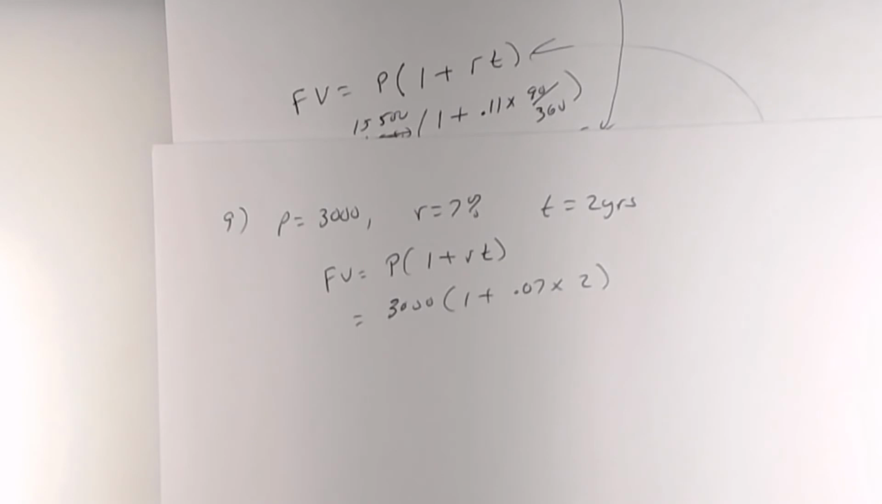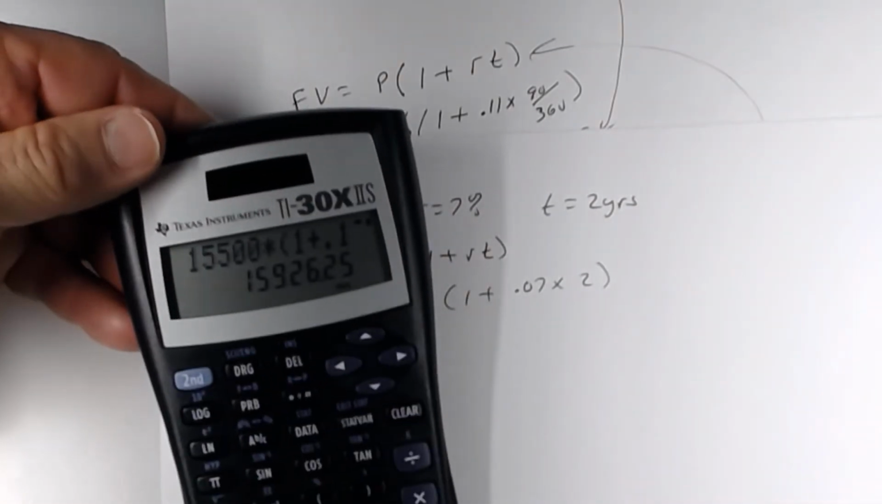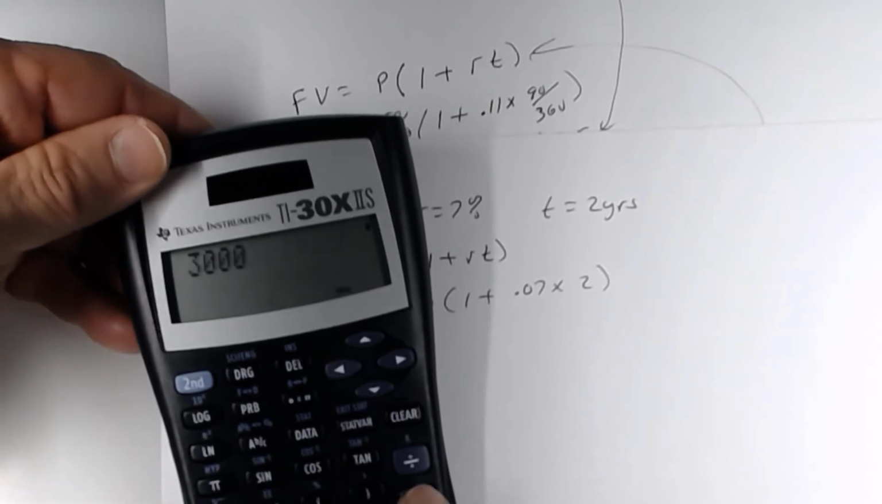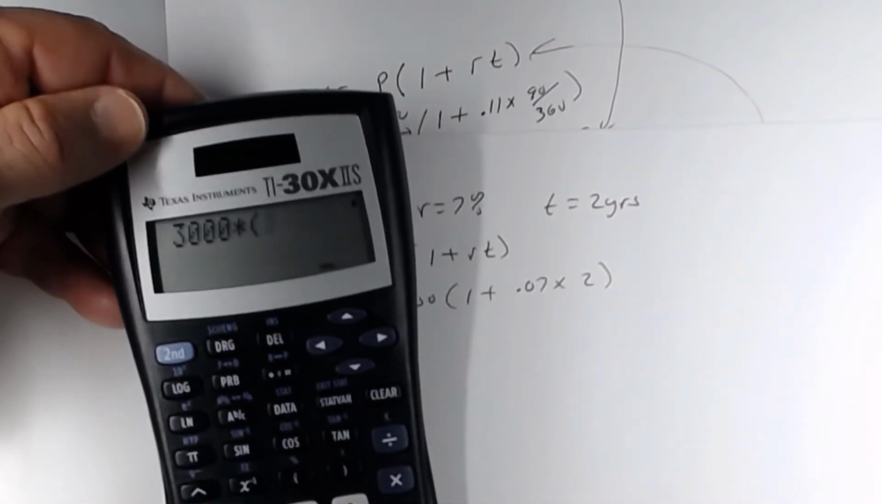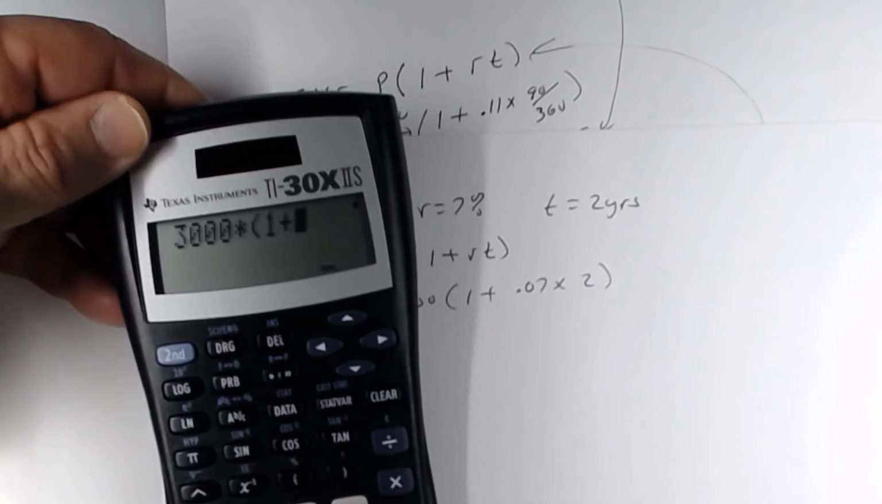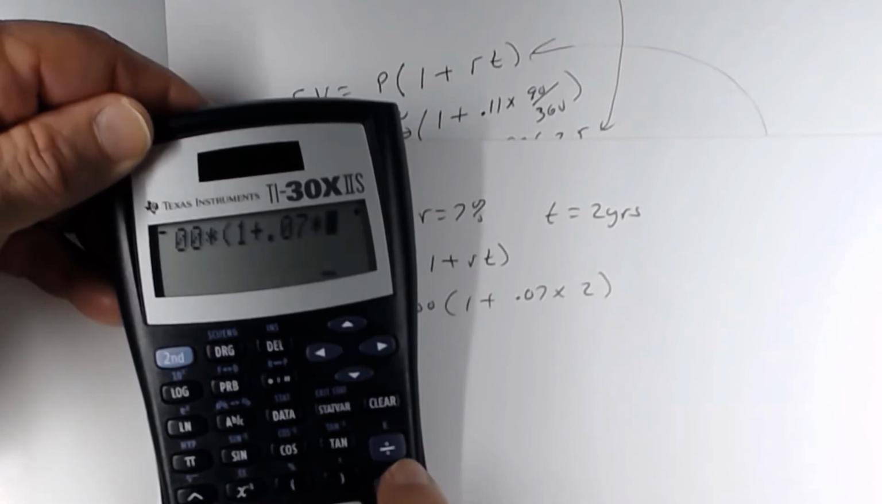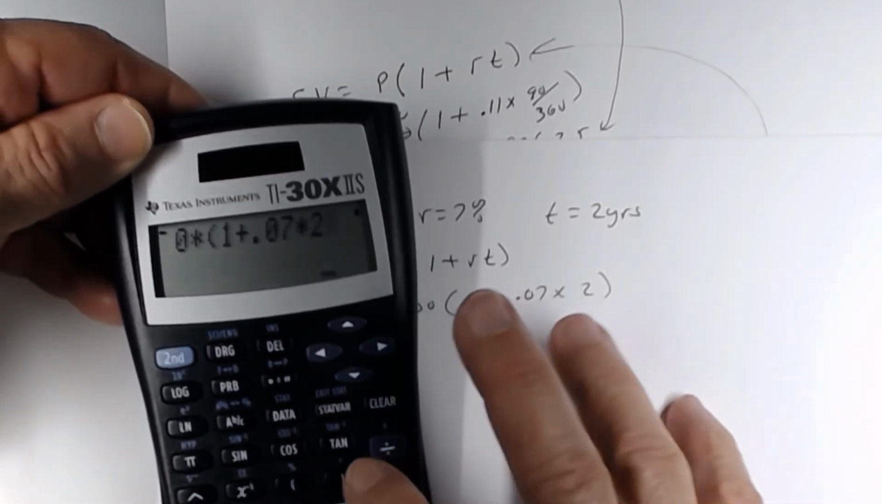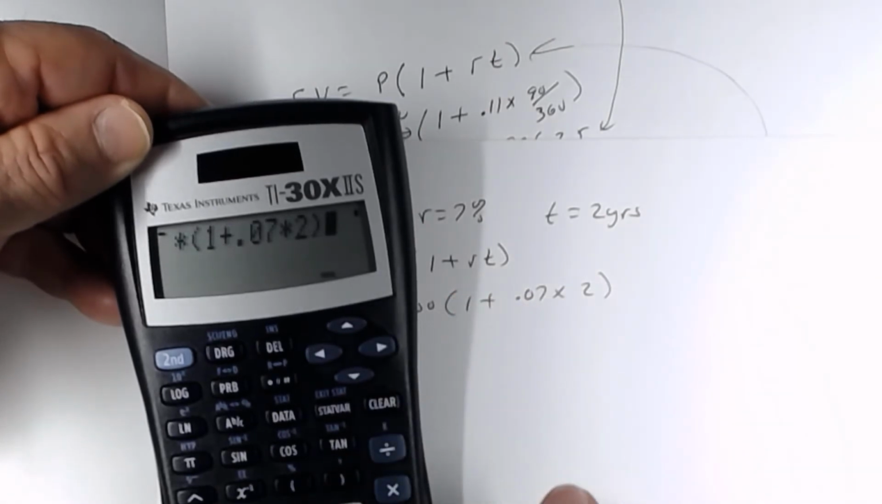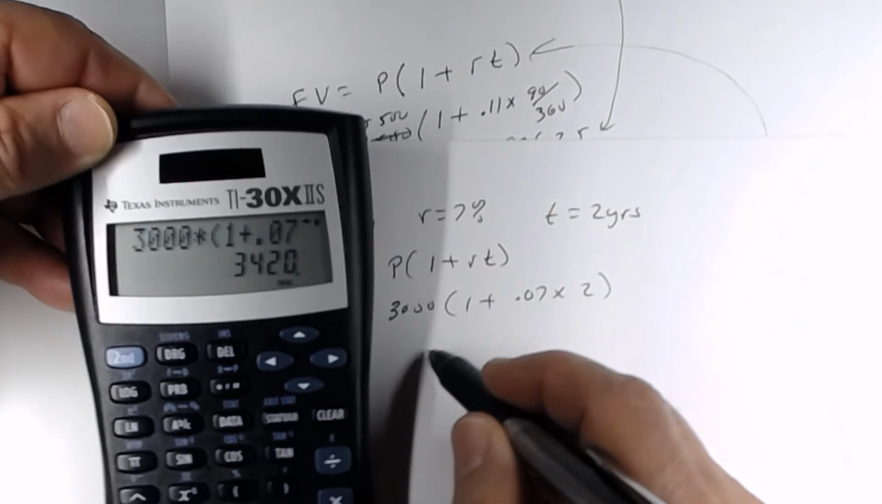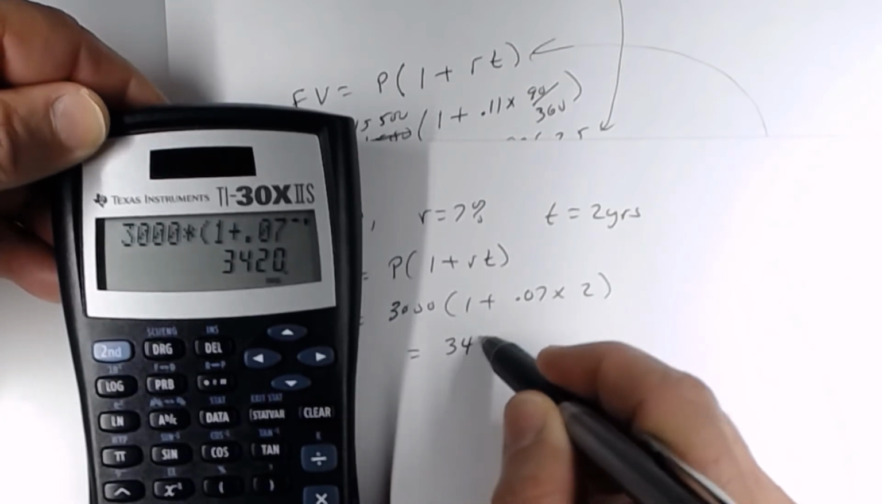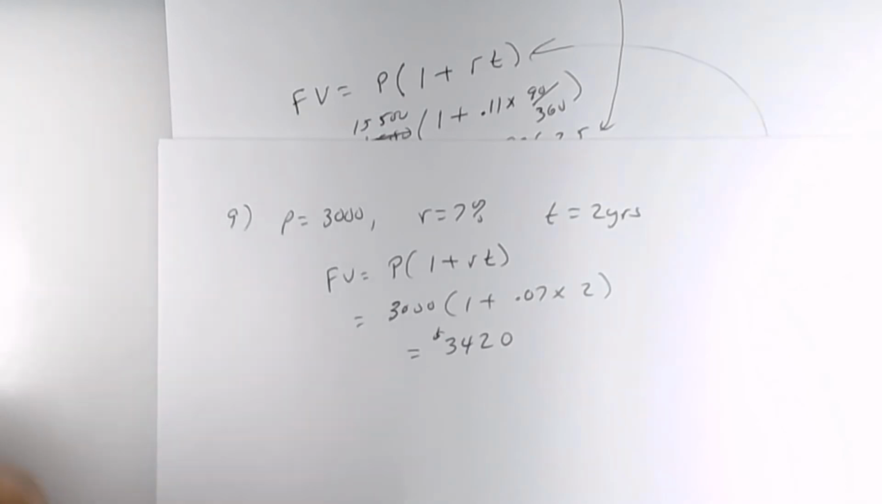Okay, now use your calculator. What do I type in first? 3,000 times, in parentheses, what do I type in? 1 plus 0.07 times, good, times what? 2, and then press what? Close parentheses, and then press equal. What's the future value? $3,420. That's the future value. So that's how much that loan is worth in the future. Okay?